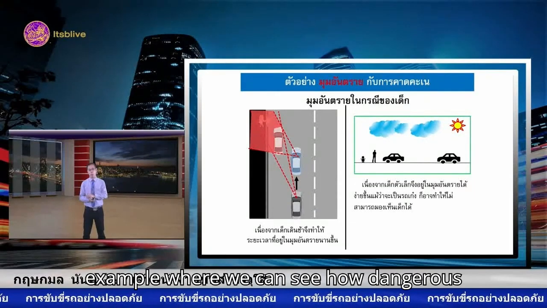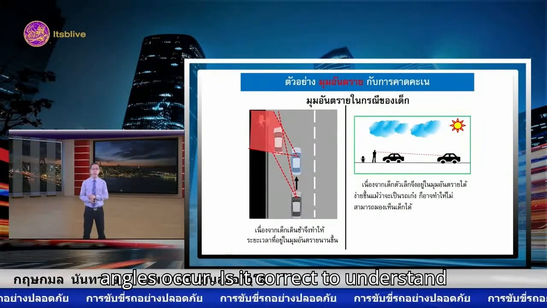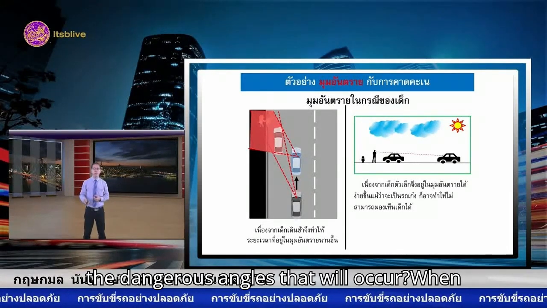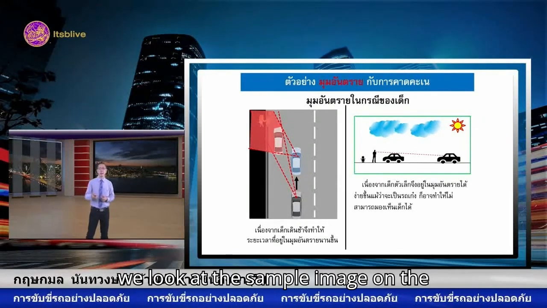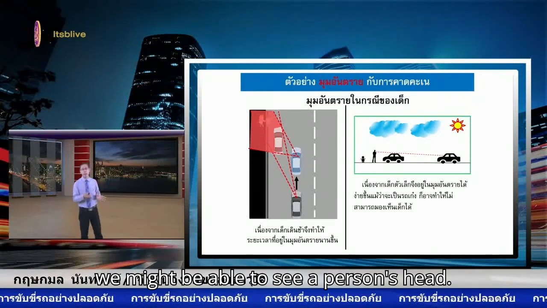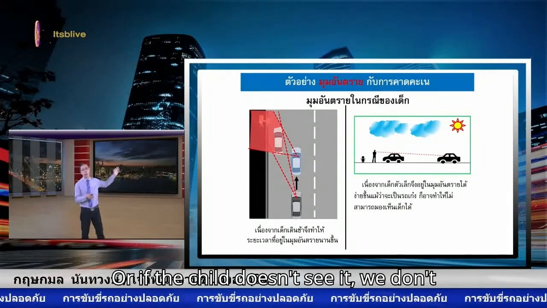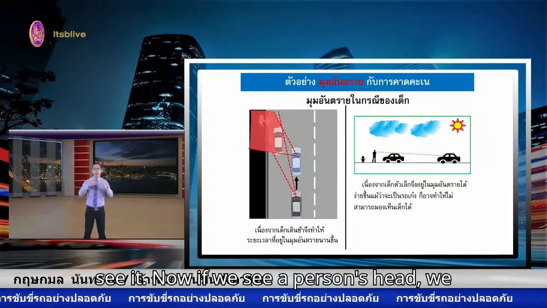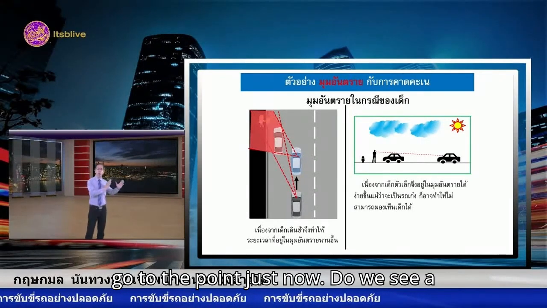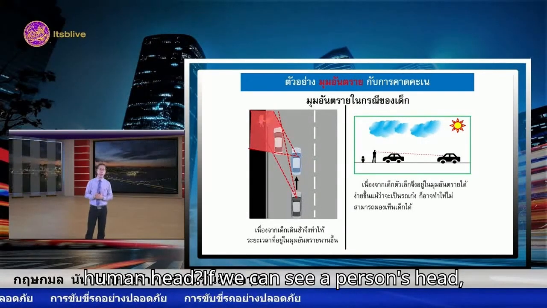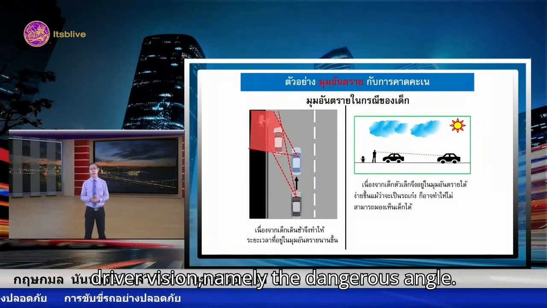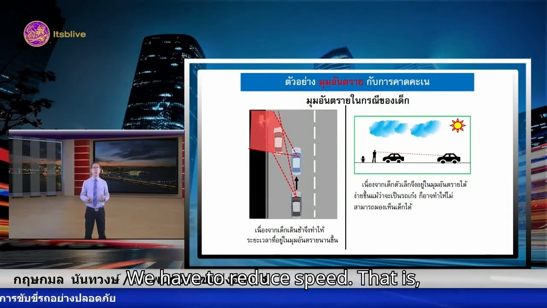Therefore, this is an example where we can see how dangerous angles occur. Is it correct to understand the dangerous angles that will occur? When we look at the sample image on the right-hand side, do you see it? We might be able to see a person's head, or if the child doesn't see it, we don't see it. If we can see a person's head, we have to predict it in the form of driver vision, namely the dangerous angle. We have to reduce speed.